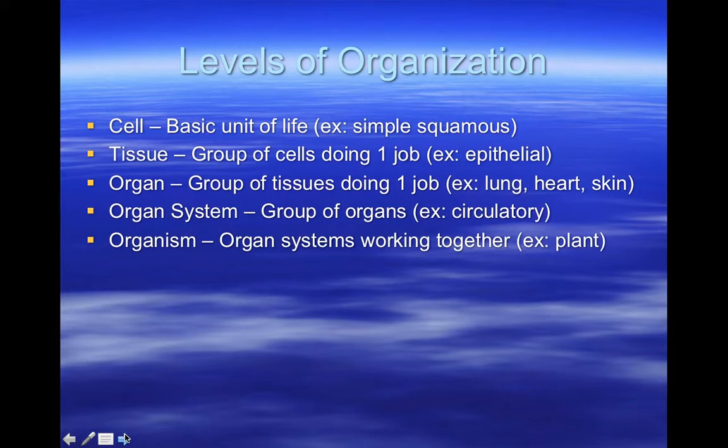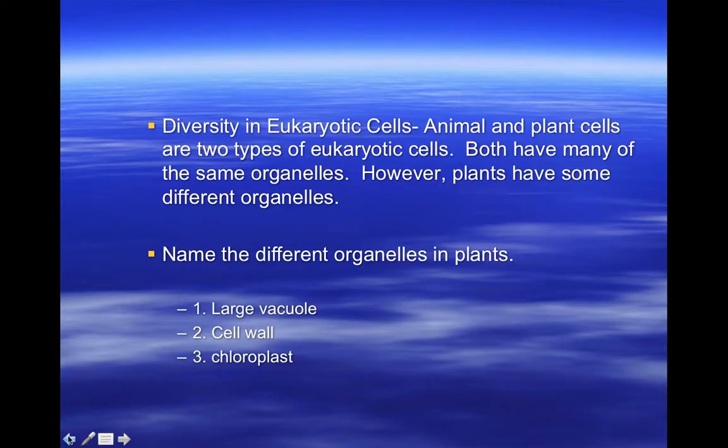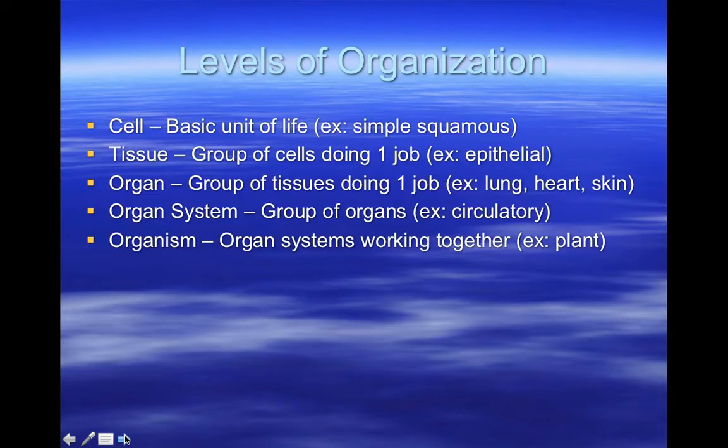And then the very last thing here are levels of organization. On the levels of organization, for the example, just write one example. If I've got more than one, just write one example. Like, just find one. So I have basic unit of life, example, simple squamous. But you see down at organ, I've got lung, heart, and skin. I'd write one example there.